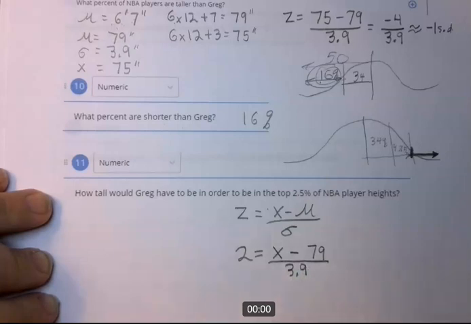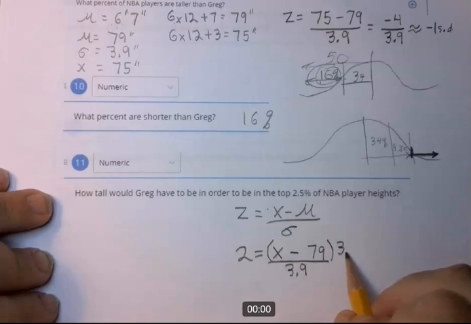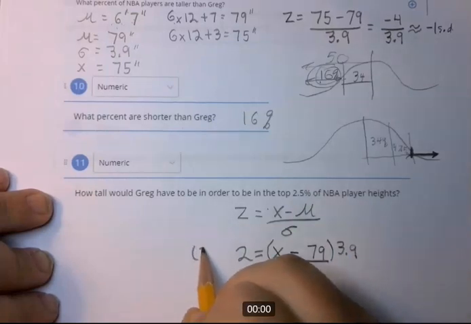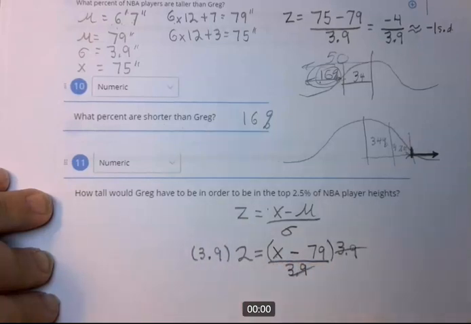So you're going to have to do a little algebra on this. So let's talk about our algebra skills here. You need to get this by itself. That means you have to get rid of this and this. Which one do you do first? Well, you do this one. You always get rid of a denominator first when you have something like this, so you multiply both sides by 3.9. Anything you do to one side, you do to the other. That cancels. Down here we have 2 times 3.9, which is 7.8, equals X minus 79.